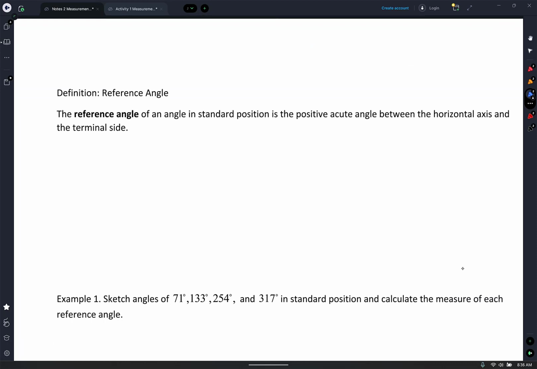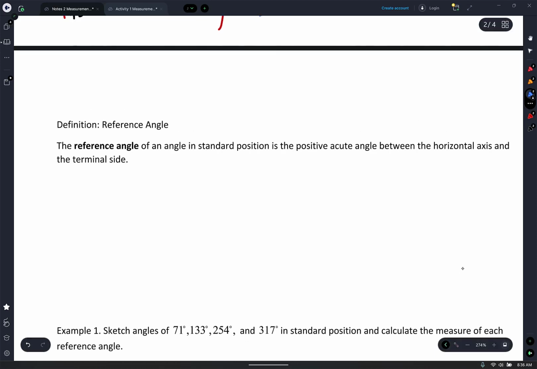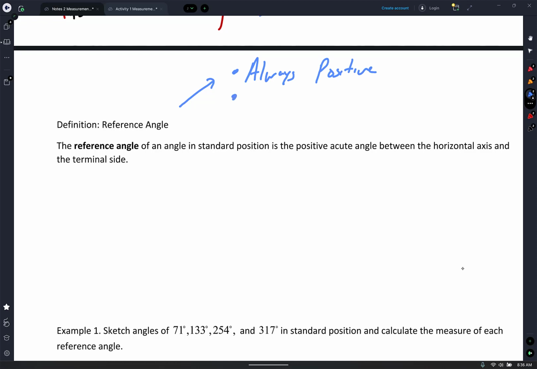Reference angle. This is going to be super helpful when you are in physics. The reference angle of an angle in standard position is the positive acute angle between the horizontal axis and the terminal side. So write this down for good notes. The reference angle is always positive, and it's always acute. I guess I could have just done it in one bullet. It's always a positive acute angle, which means, what does acute mean? Less than 90. Cool or not cool?